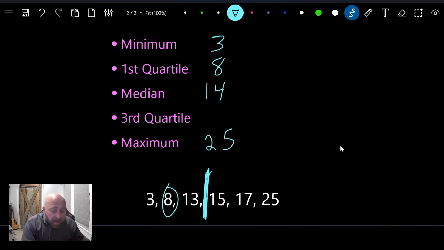Then we would take our second half of numbers. The number that's in the middle, the monkey in the middle, is 17.